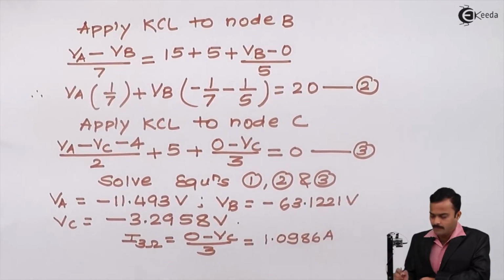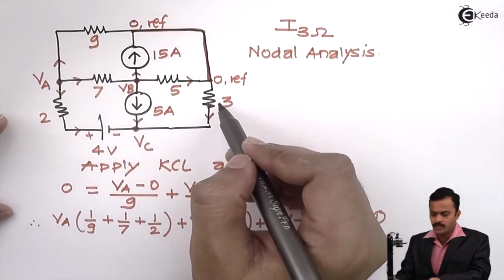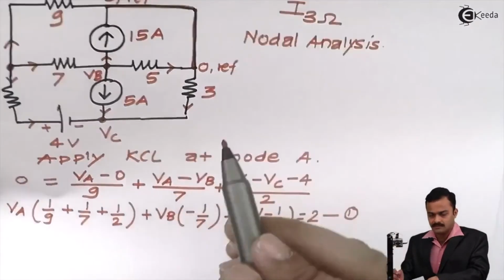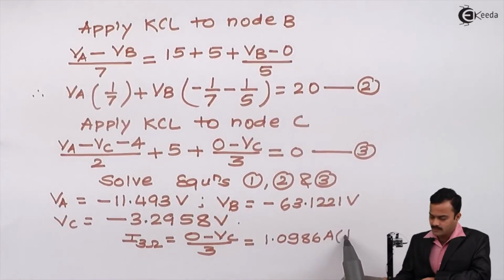1.0986 ampere. I am getting a positive answer, meaning whatever direction I have assumed, in this case downward for the 3 ohm, is correct. So the full answer will be: current flowing through the 3 ohm is 1.0986 ampere. Direction is downward.